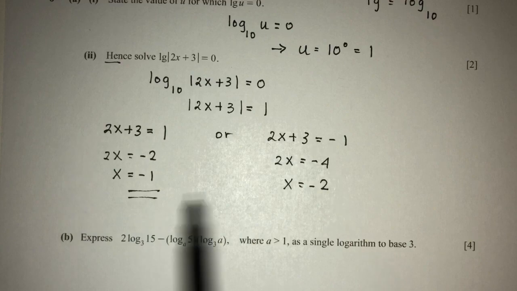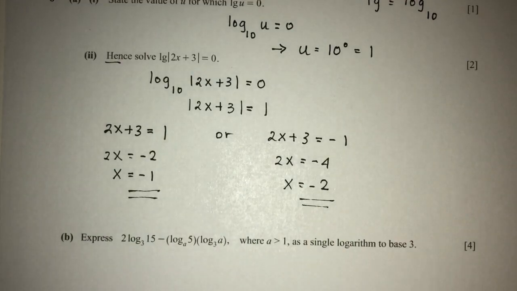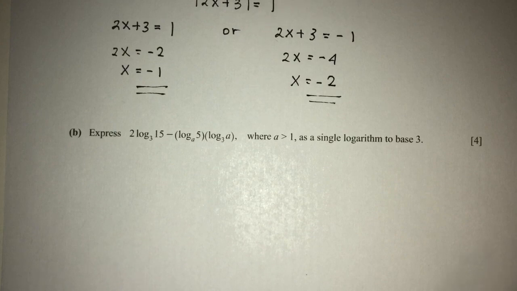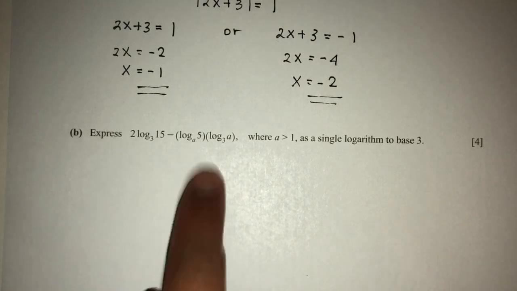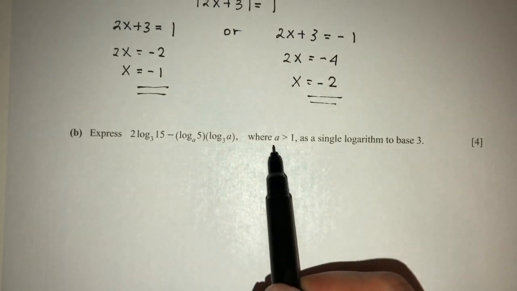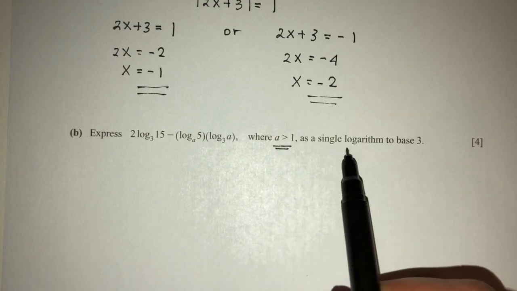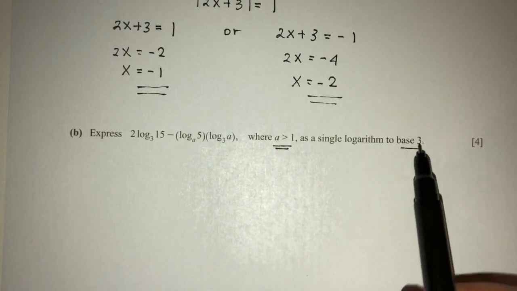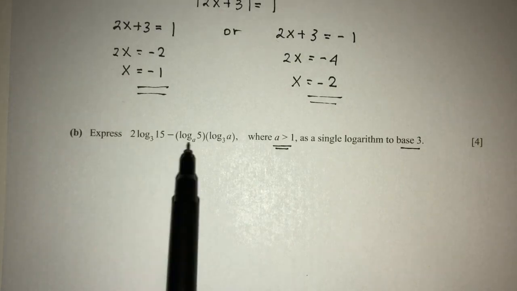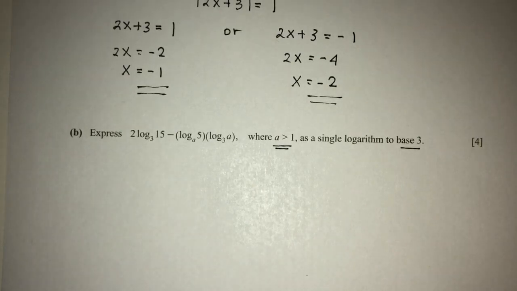That will be the 2 values that we get for part 2. Now for part B, we have to express this expression, where a is a positive value, as a single logarithm to the base of 3. So we have to combine these 3 terms together. Let's see how we can do that.